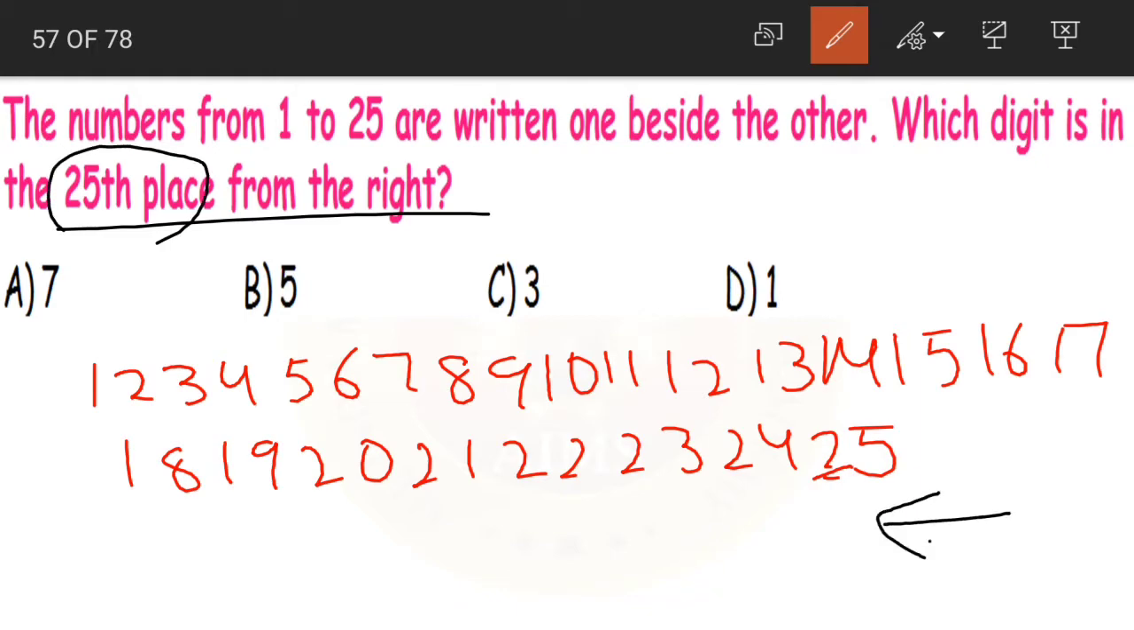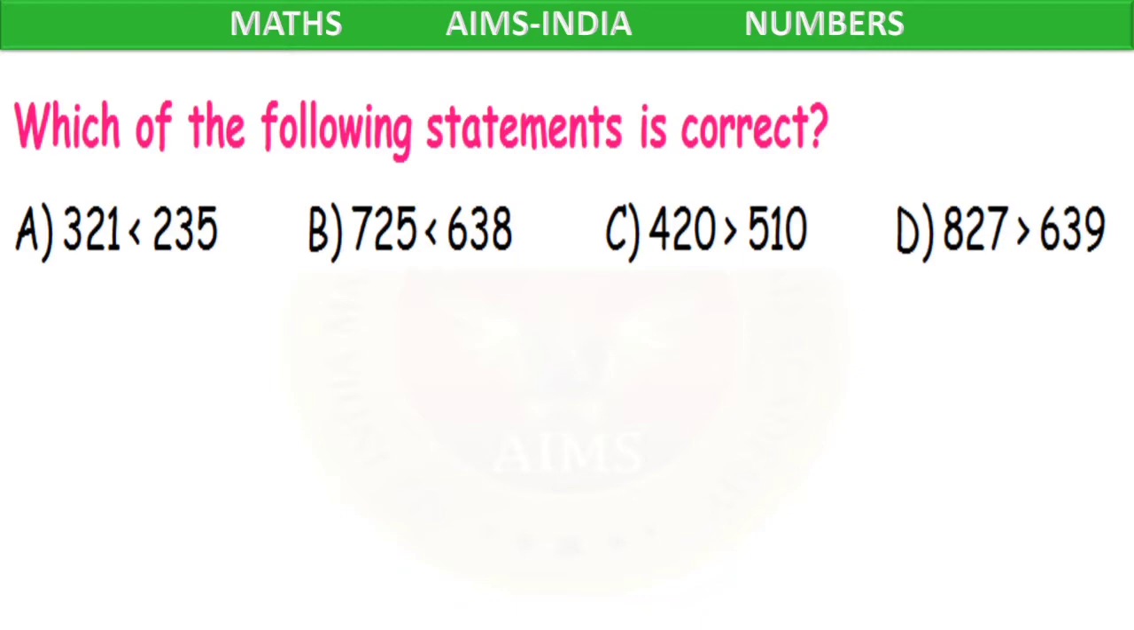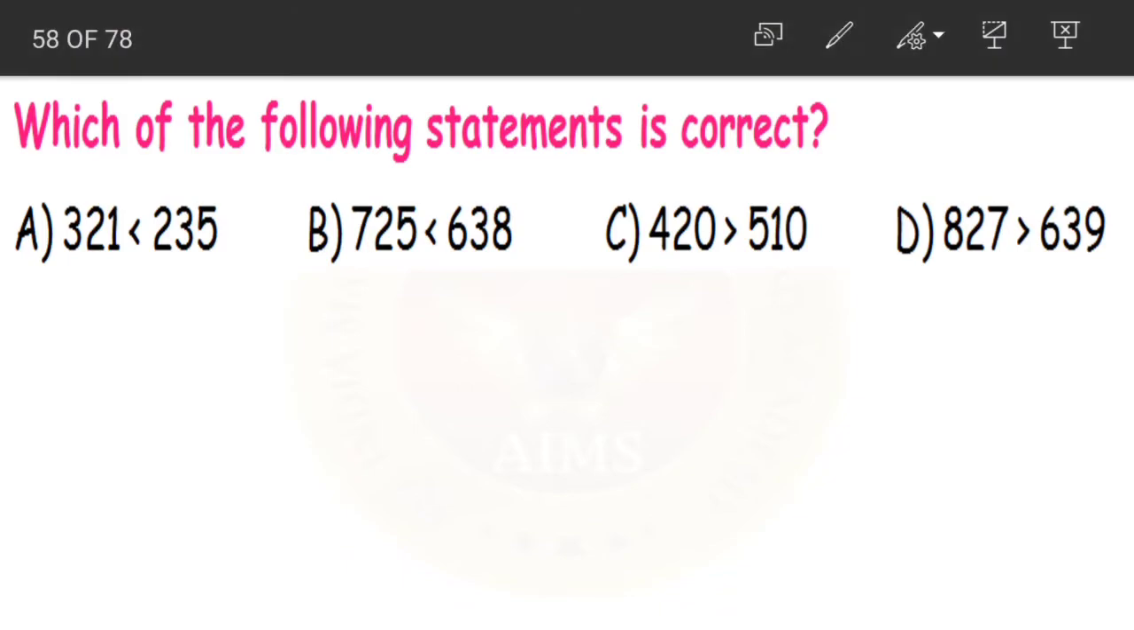From the right side. This is your right hand, right? Your right hand is on this side. So from the right side, 25th. 1, 2, 3, 4, 5, 6, 7, 8, 9, 10, 11, 12, 13, 14, 15, 16, 20, 21, 22, 23, 24, 25. Which is in the 25th place? 3. That is option C. Clear, children? Next question. Which of the following statements is correct?